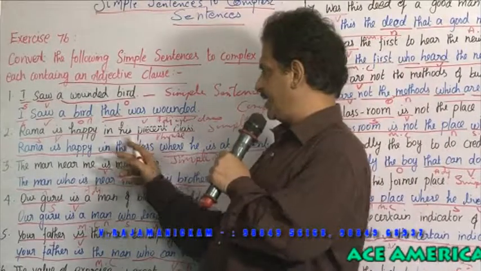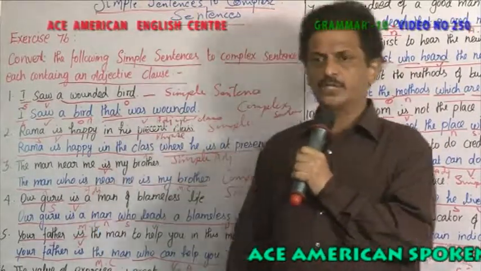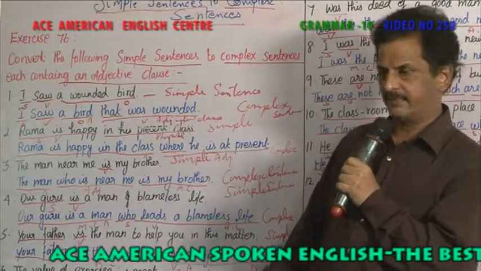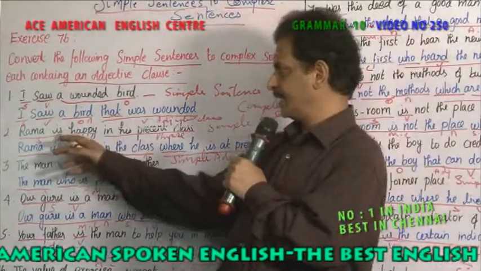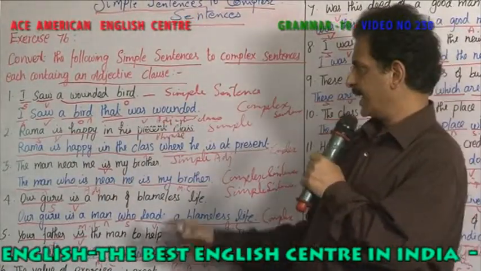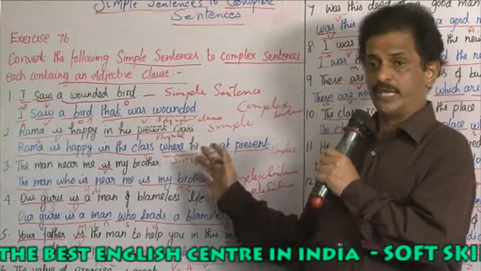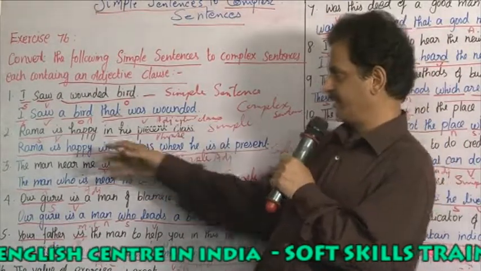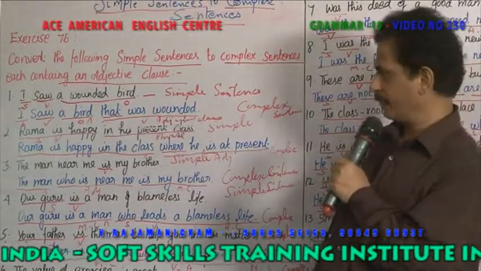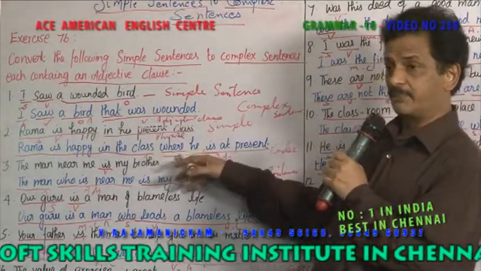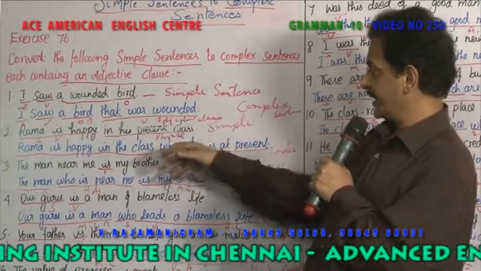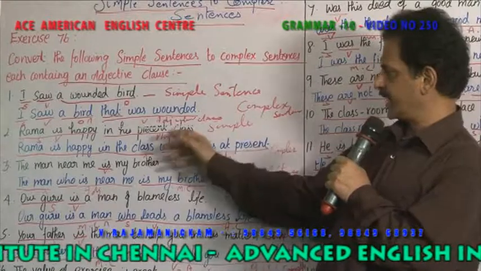Rama is happy in his present class, ராமா ரொம்ப சந்தோஷமாக இருக்கிறான், அவனுடைய இப்போ இருக்கக்கூடிய class. அது seventh-ஓ eighth-ஓ, இதில் எது verb-ன்னு பார்த்தீங்கன்னா is, ஆக simple வாக்கியம், ஒரே ஒரு வினைச்சொல் இருக்கிறது. ஆக இந்த classஐ பற்றி விவரித்து ஒரு வாக்கியமாக சொல்கிறாய், அது complex ஆக மாறிவிடுகிறது. Rama is happy in the class where he is at present. எந்த வகுப்புனா அவன் இருக்கக்கூடிய அந்த வகுப்பு. ஆக இந்த classஐ பற்றி ஒரு sentence ஆகவே விவரிக்கிறோம்.